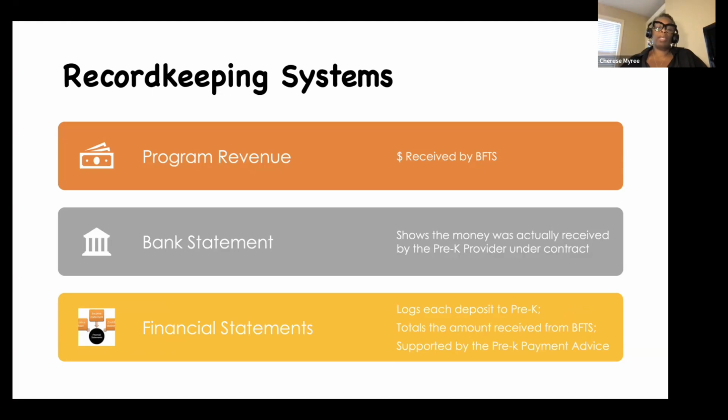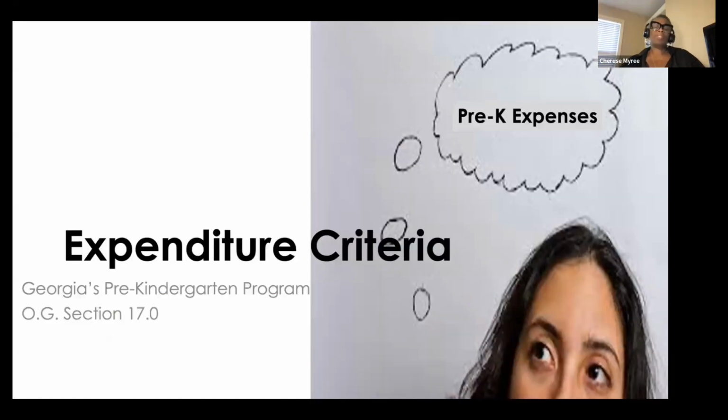So again, your record keeping system should track program revenue received by Bright from the Start. Your bank statement will show that the money was actually received, and it should be received in the bank account that is under contract with the agency. And then you should be able to produce financial statements or types of financial reports that will show how much money you've received and how much you've spent of that money. So when it comes to pre-K expenditures, you can refer to section 17.0 in the pre-K operating guidelines, and OG stands for operating guidelines, when it talks about expenditures.